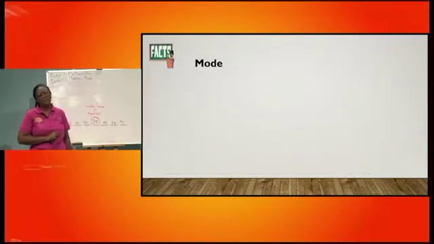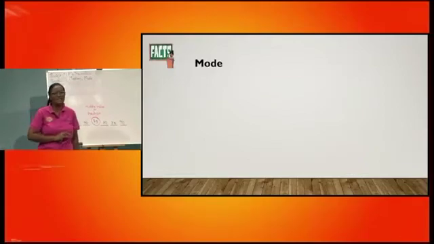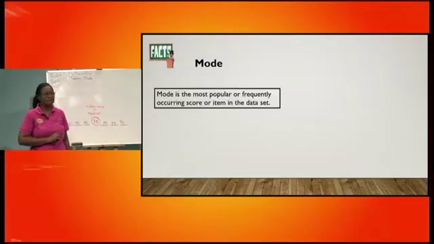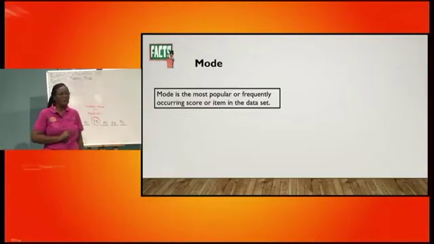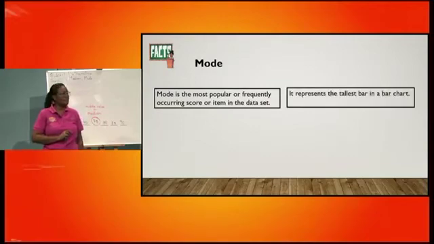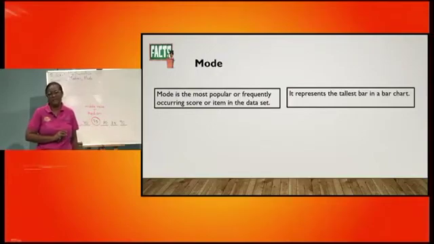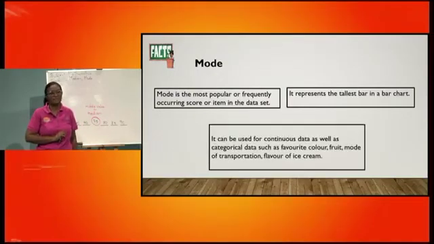Let's switch now. We're going to look at another measure of central tendency called the mode. The mode is the most frequent, the most popular. Remember those words. The most frequent or the most popular occurring score or item in the data set. It is represented by the tallest bar if we have a bar graph. We'll be looking at bar graphs in a little while, not today. It can be used for continuous data as well as for categorical data, such as favorite fruit, color, mode of transportation, or favorite ice cream.